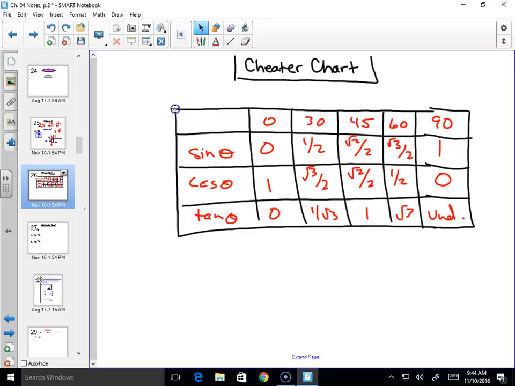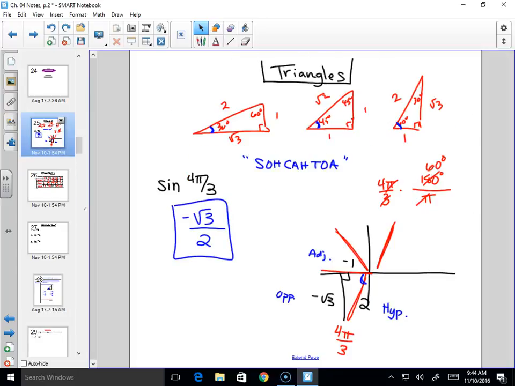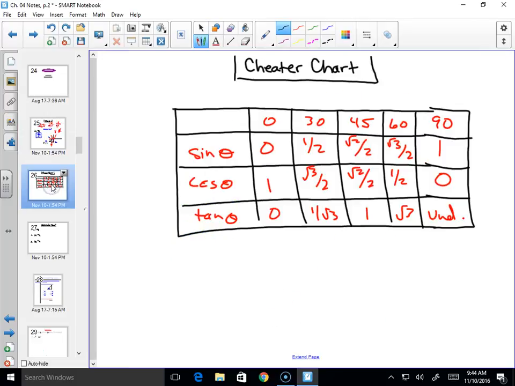Wait. Pause. Didn't we just talk about any angle can be reduced down to whether it's a 60 away or a 45 away or a 30 away? So if we were to do the same one, sine of 4 pi over 3, you still have to figure out third quadrant. What's the sine? Oh, that's a 60-degree one, though, and its sine is going to be negative. You could go to your cheater chart and say, hey, it's 60, its sine is negative. Answer.